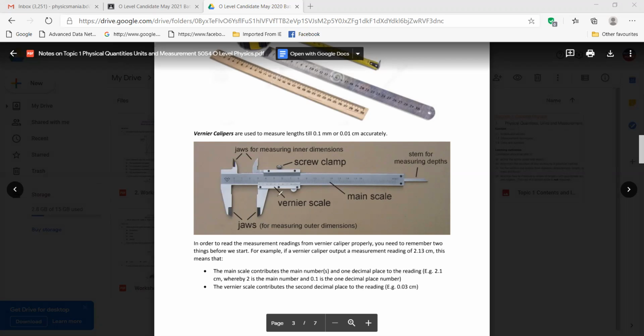Yes. So this one is main scale reading, right? Yes, sir. You see it's written here 0, 1, 2, 3, 4 this way till 15. Then we have vernier scale reading.